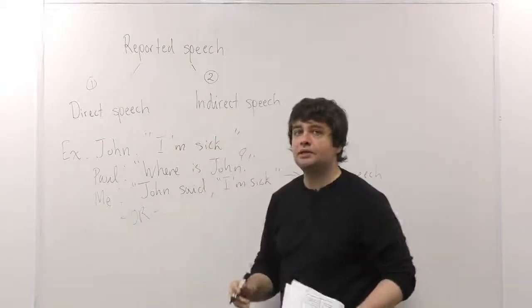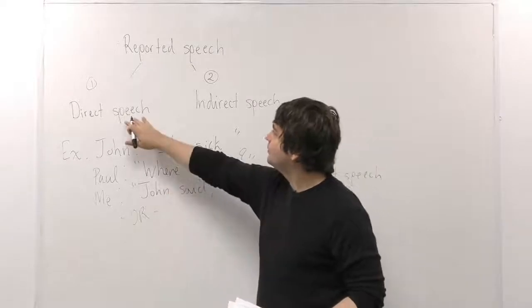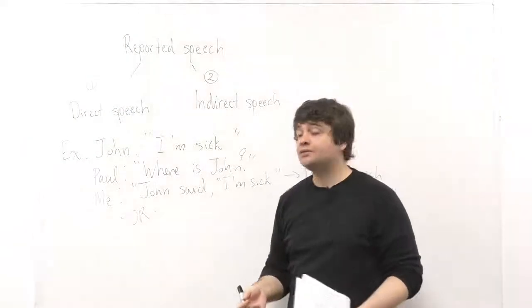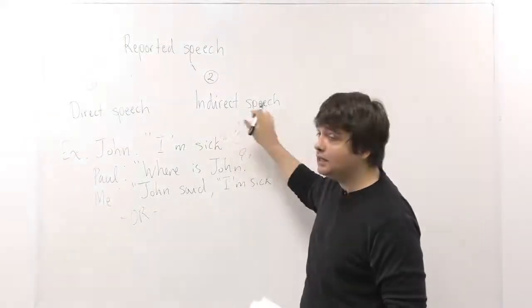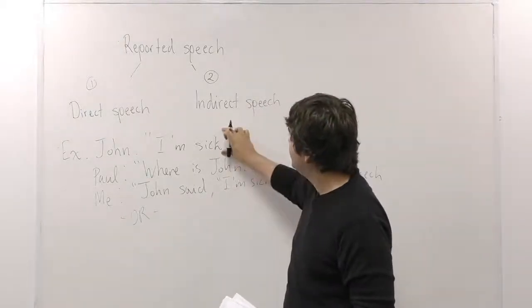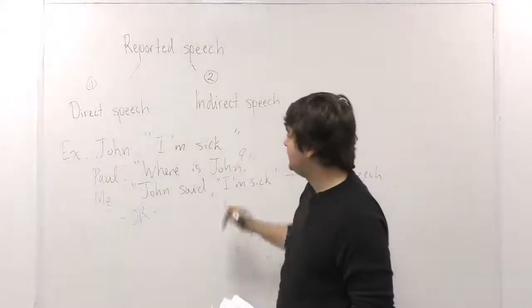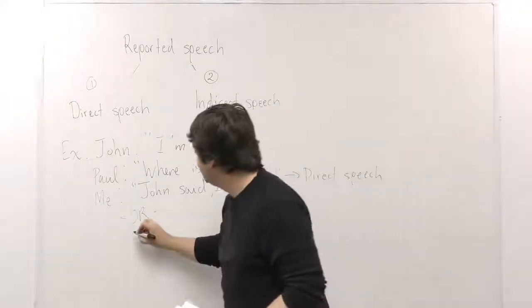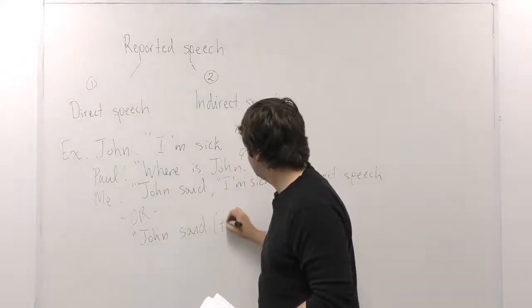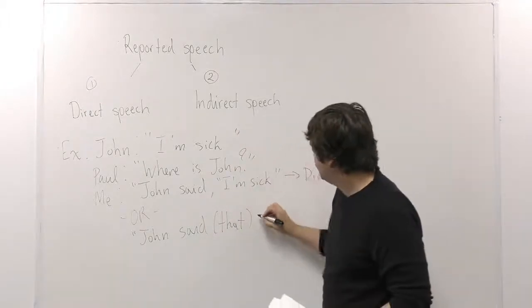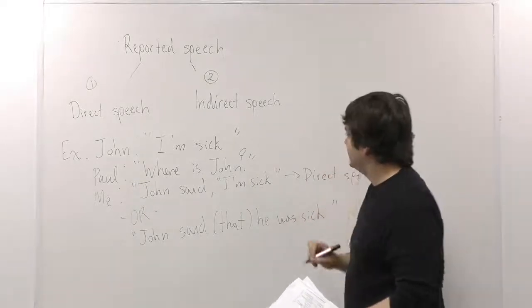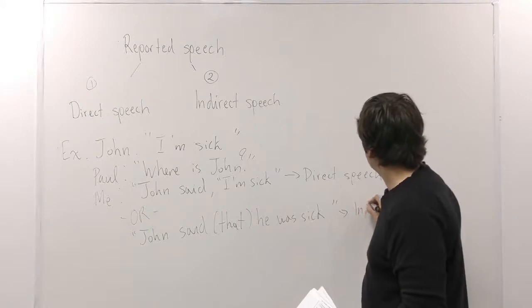Now, so when you're reporting what somebody said, you basically have two options, right? You could report what they said directly or indirectly. However, like I said, generally speaking in conversation, we will report what somebody said in an indirect way. So, of course, we could say John said, "I am sick." And this is a direct copy of what John exactly said, right? But if we're going to report it indirectly, we could just say John said, and then that is optional, that he was sick. So, and this is indirect speech.